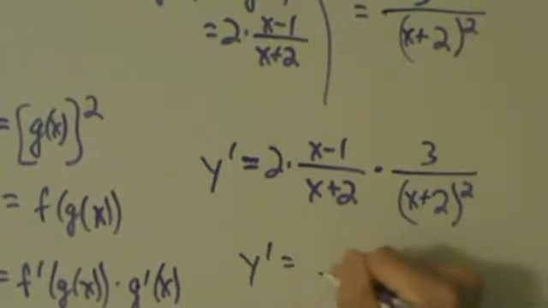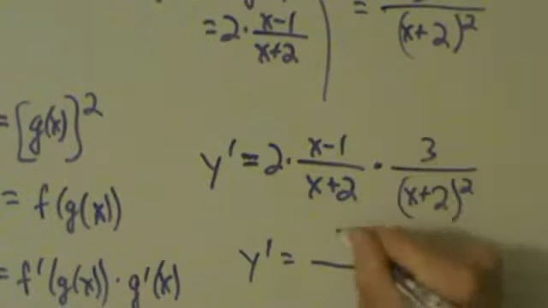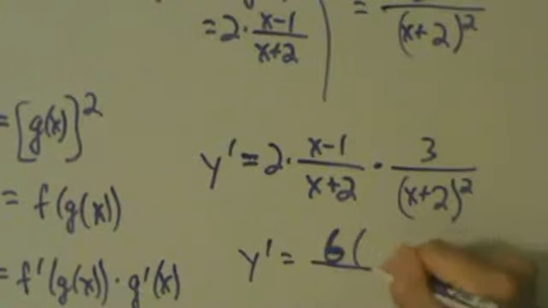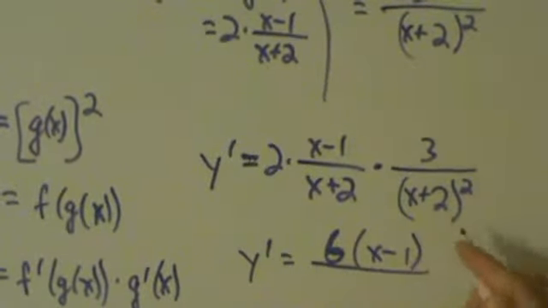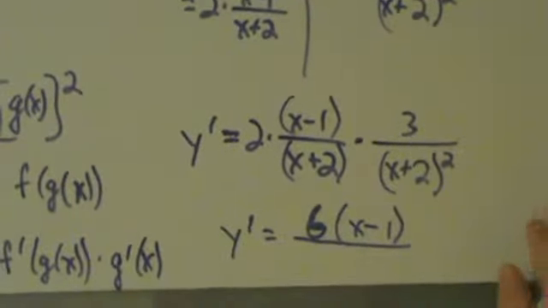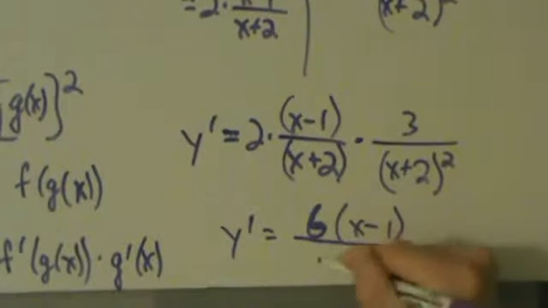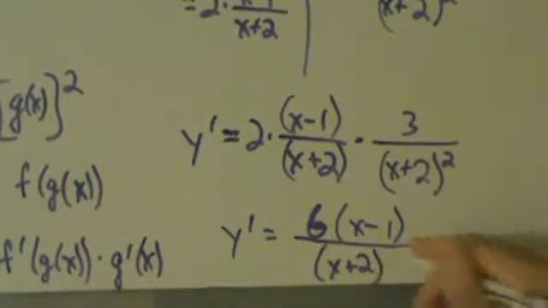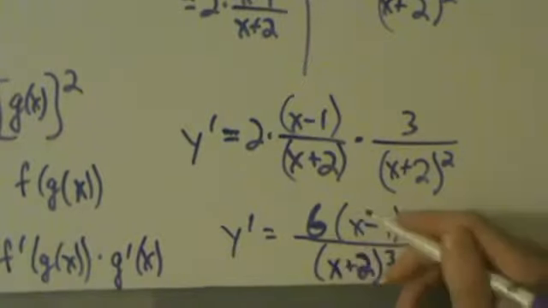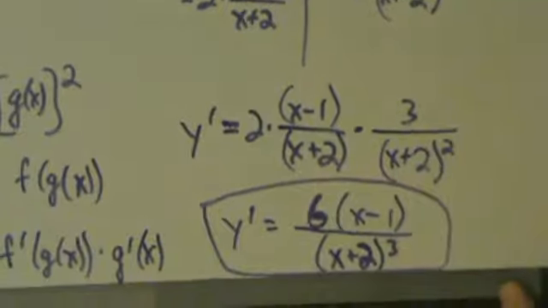So y prime equals, here 2 times 3 is going to give us 6, and that's all being multiplied by the x minus 1 over here, right? Because really it's like this. Okay, you want to be careful with that. And then what's on the bottom? x plus 2 times x plus 2 squared. So that's actually x plus 2 quantity cubed. Alright? So that's our answer here. That's our derivative that we found from the chain rule.